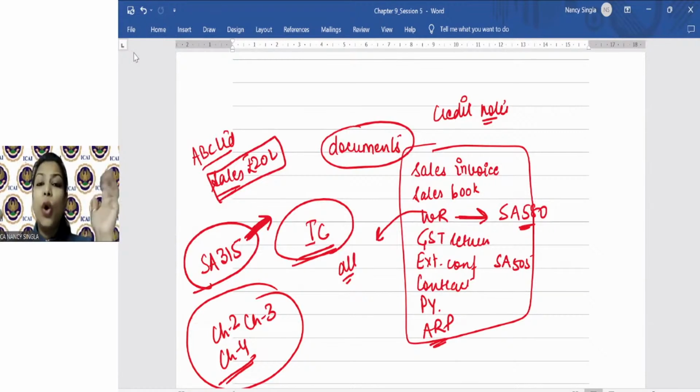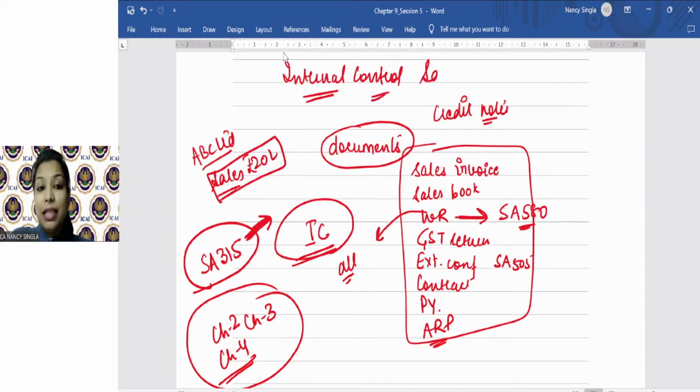Now tell me what all internal control. Just imagine yourself as the management of ABC Limited, a company which is manufacturing chocolates. Okay. So what internal controls will you implement with respect to sales? Sales का जो recording है, what all internal control will you implement?